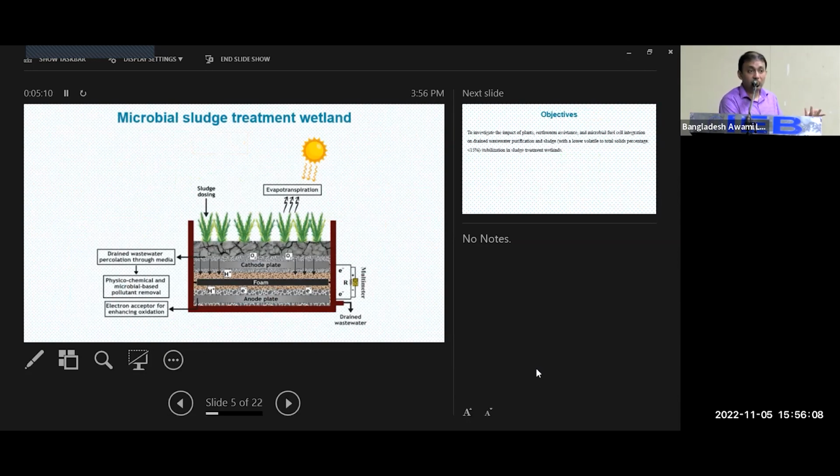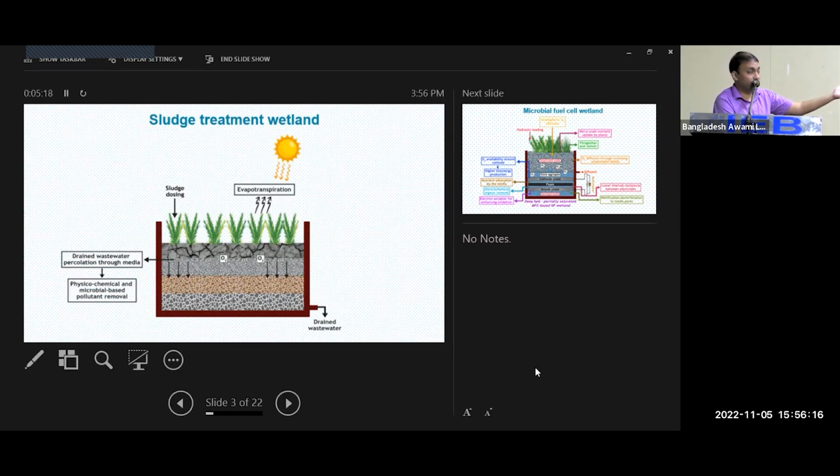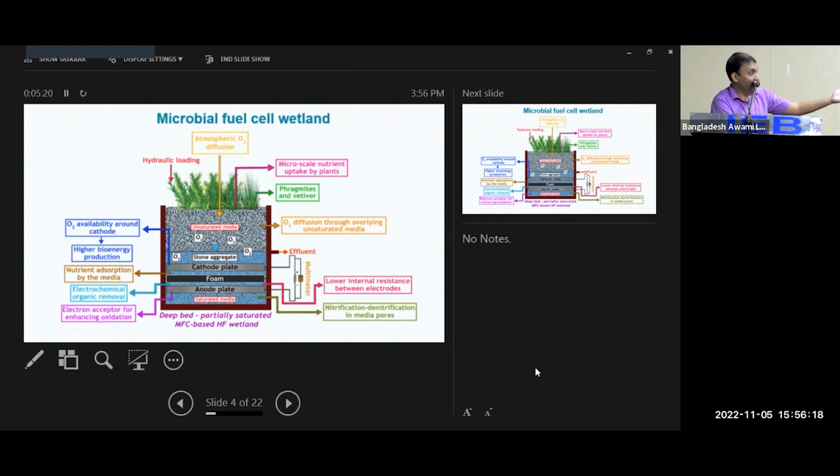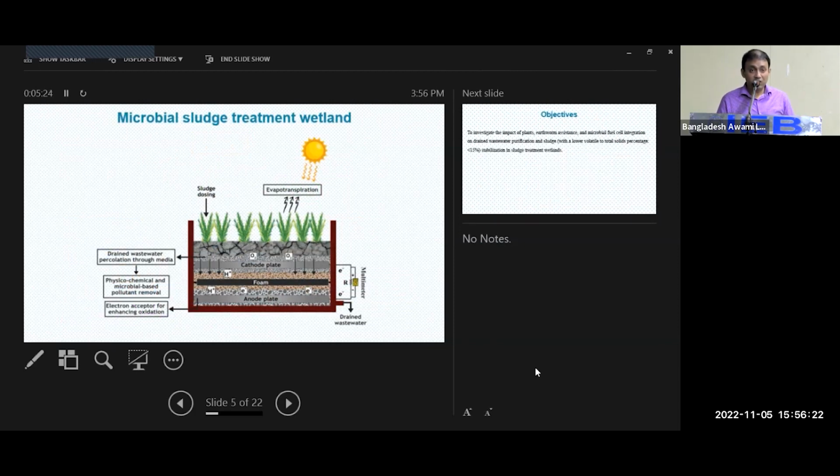So what is microbial fuel cell sludge treatment? Actually this is the same thing as what we have seen here. In a microbial fuel cell sludge wetland, we will integrate electrodes again, any electrode that is capable of capturing electrons. It can be aluminum, but steel and graphite are the best materials to capture electrons. But here we have used aluminum because it is cheap.